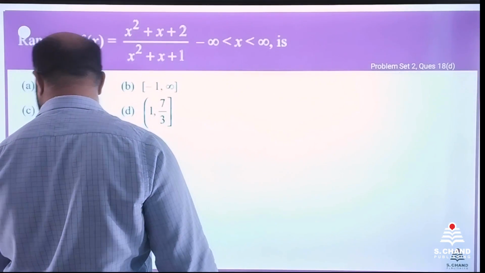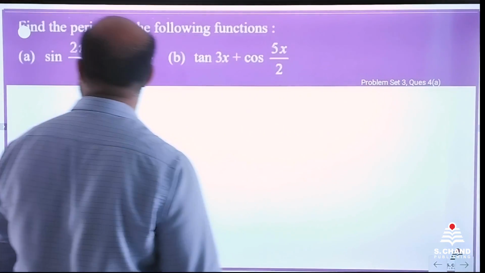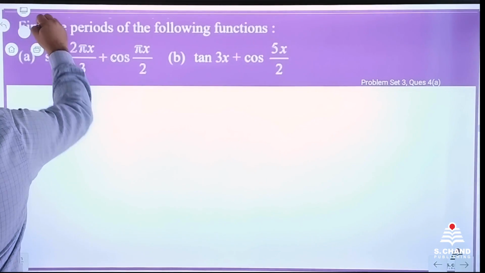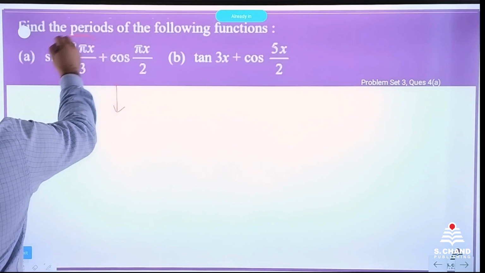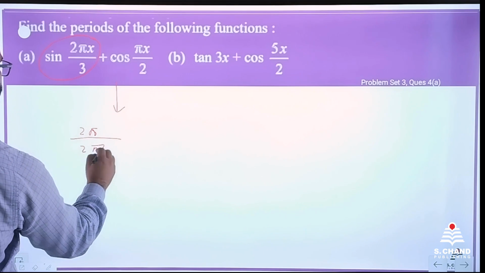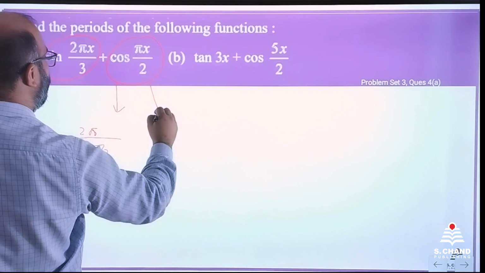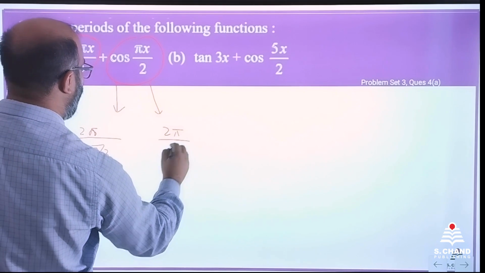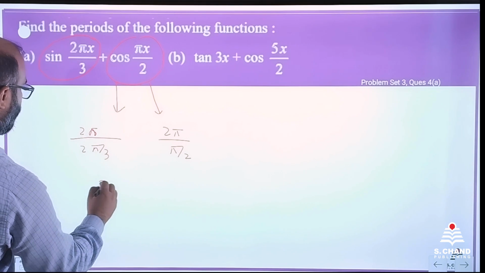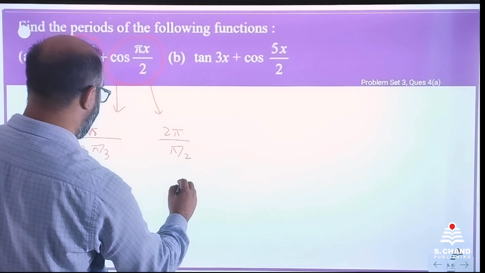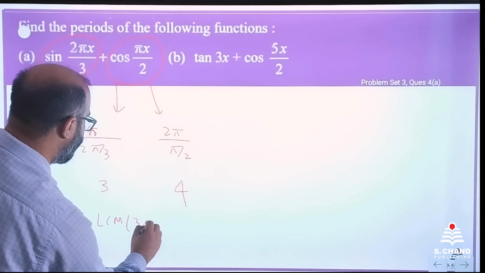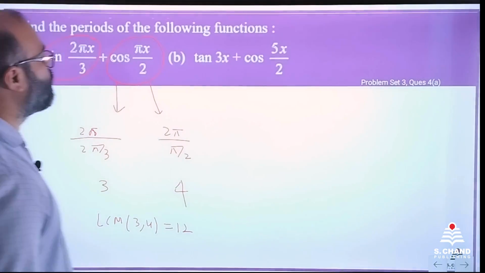Now let us come to the next question. Find the periods of the following functions. So how do we find the periods? That is the fundamental period. This function will have the period 2π by 2π/3. And this function will have the period 2π by 2. So what we are getting here? We are getting 3 for this one and we are getting 4 for this one. So the LCM of 3 and 4 we will take. So the LCM of 3 and 4 will be 12.